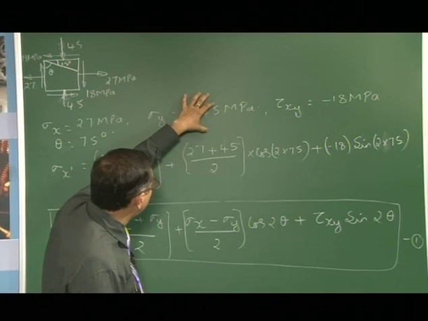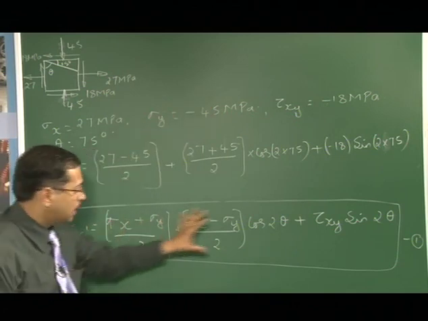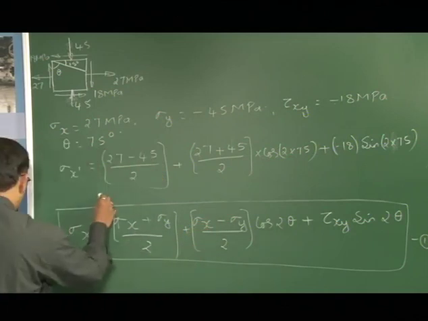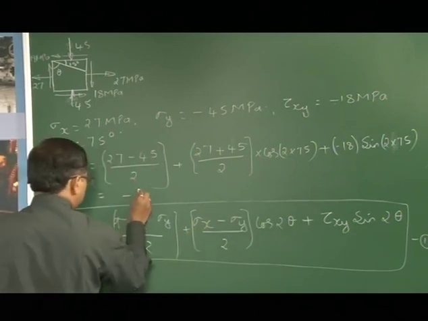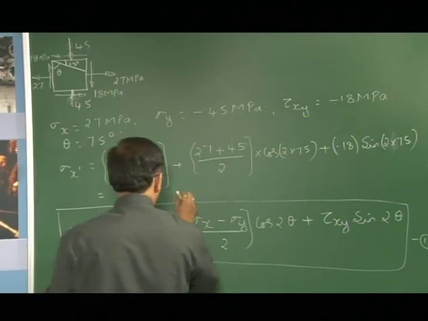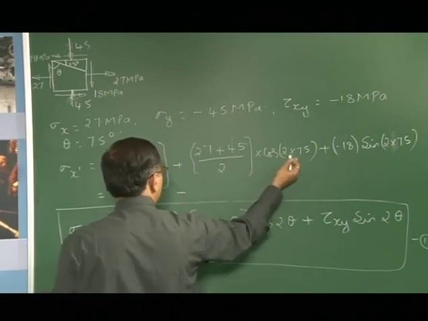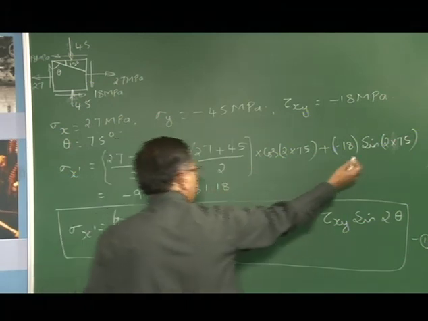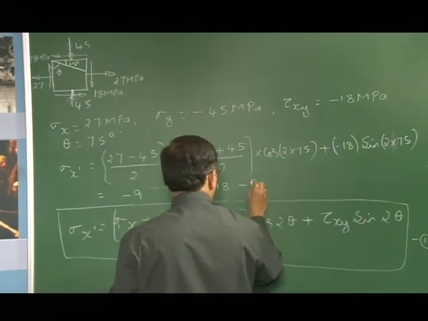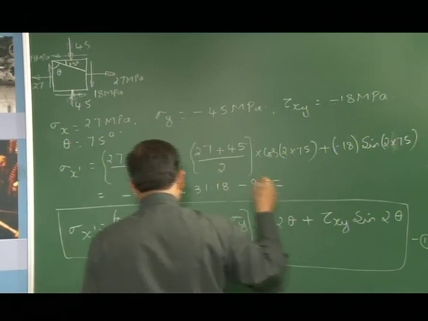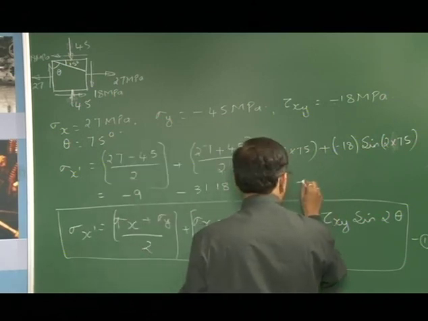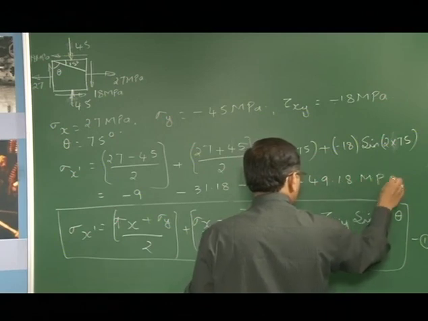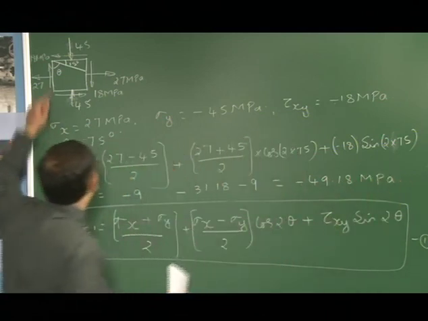So, substituting these values in this equation, we have got this. If I solve this, I am going to get this as minus 9, and when I multiply with cos 150, I get minus 31.18, and this term would be minus 9. If I total all this, I would get minus 49.18 megapascal. So, this is the normal stress that is going to be acting on this plane.